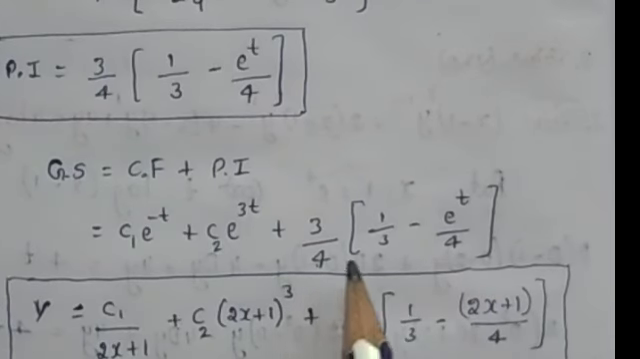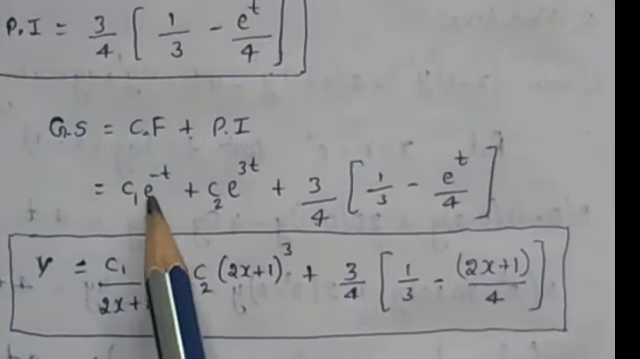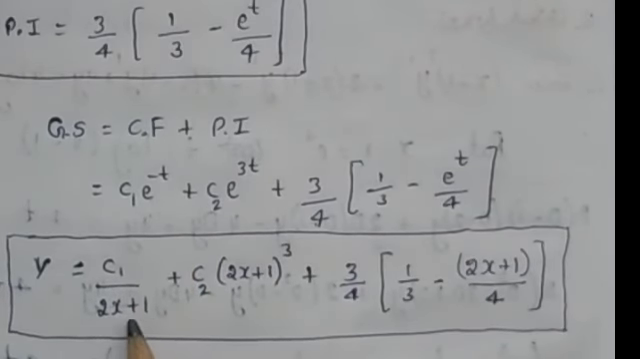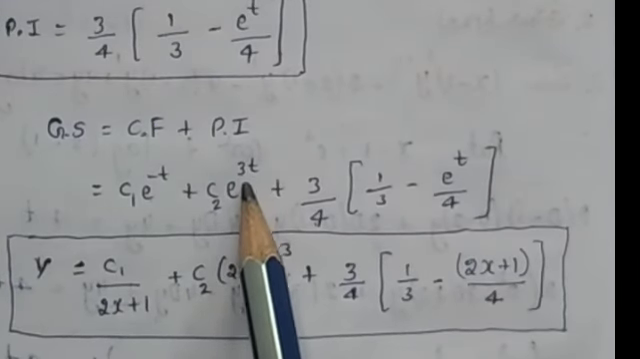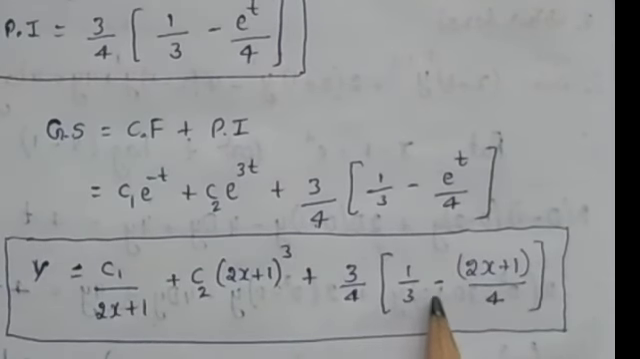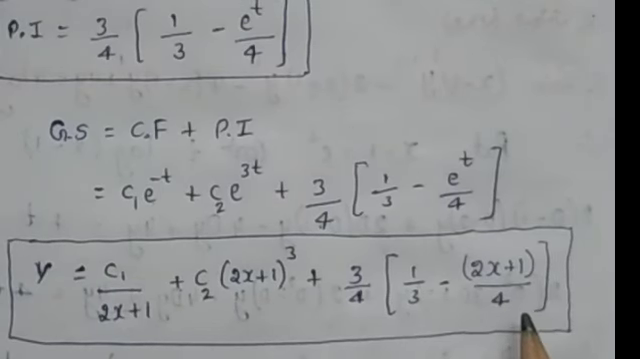Then substitute e power t value. Finally you get y is equal to c1 by e power t, since e power minus t can be written as 1 by e power t, and e power t value is 2x plus 1, plus c2 into e power 3t means 2x plus 1 whole cube, plus 3 by 4 into 1 by 3 minus e power t, which is 2x plus 1 by 4. That's about the general solutions.